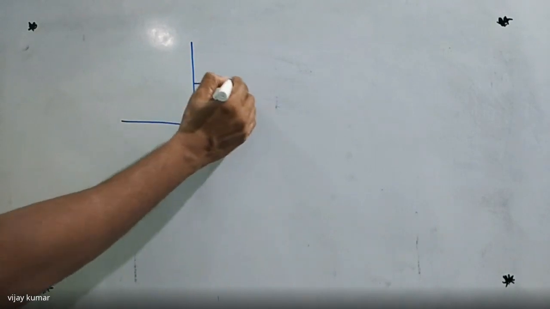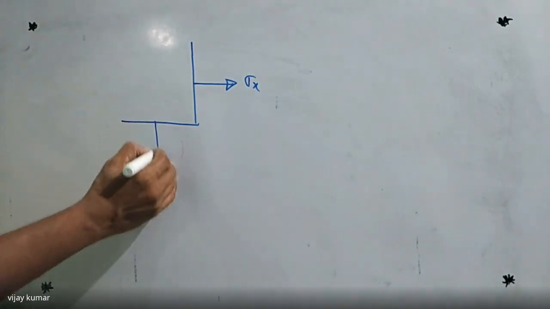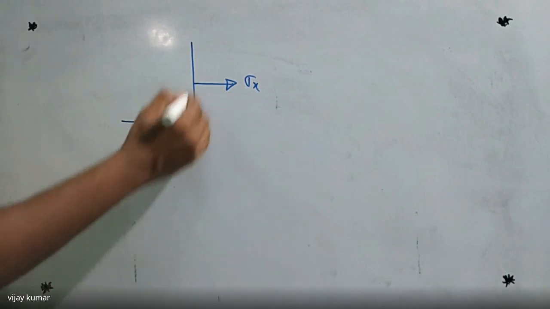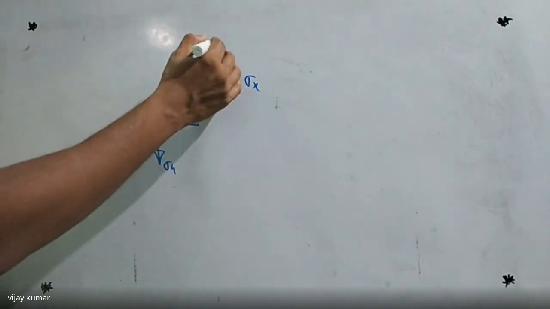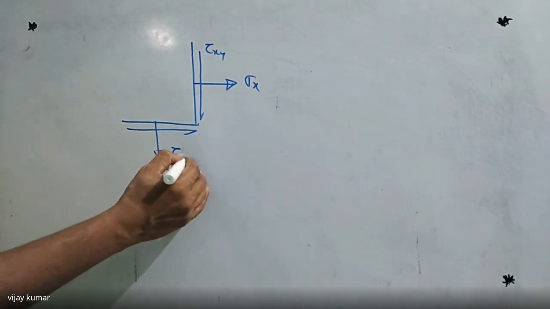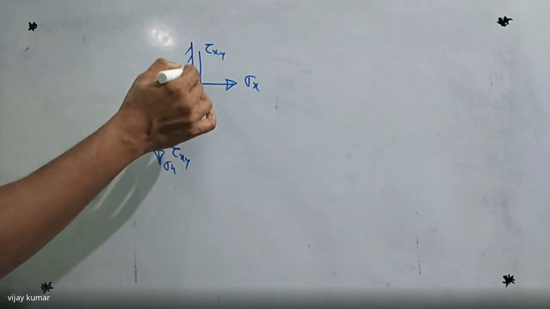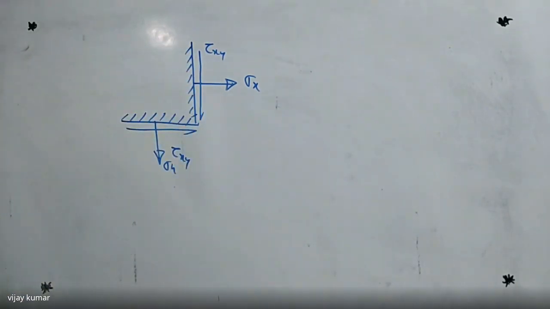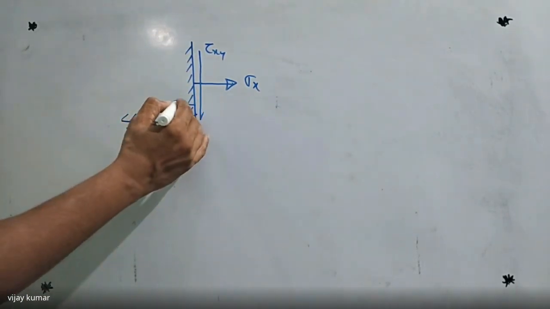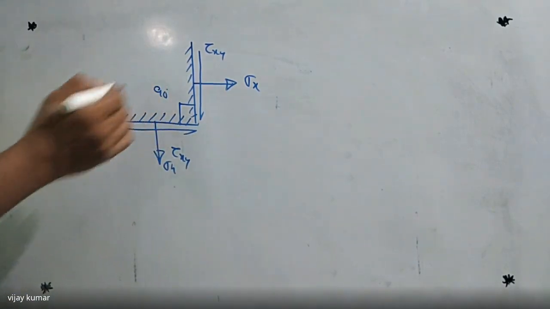So this is one plane, having a sigma x value. This plane also has a sigma y value, and it has a tau xy value. The other plane also has a tau xy value. Both have the same magnitude, but the directions are opposite. So these are two mutually perpendicular planes. And what is the angle between two mutually perpendicular planes? That is equal to 90 degrees.